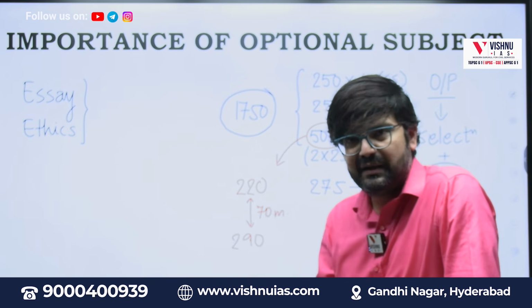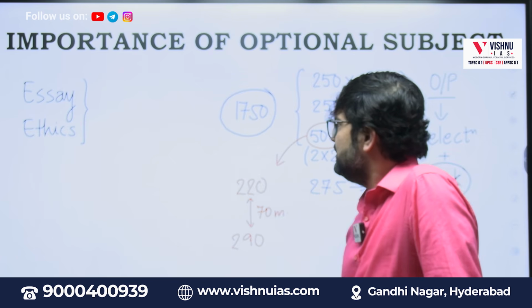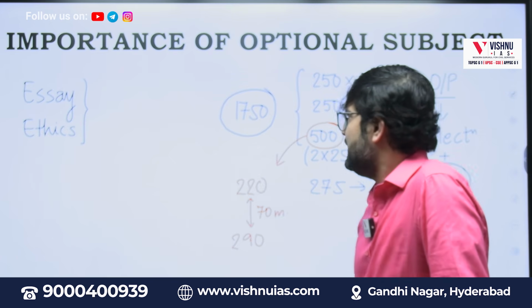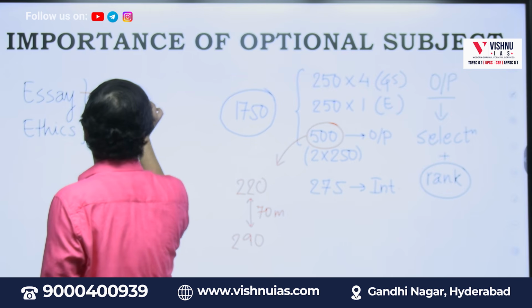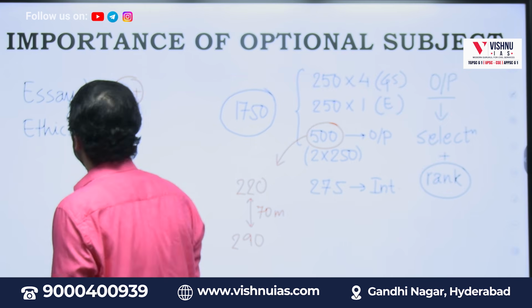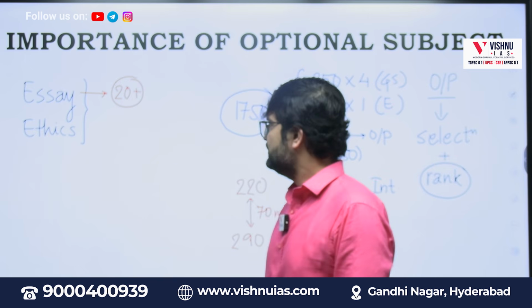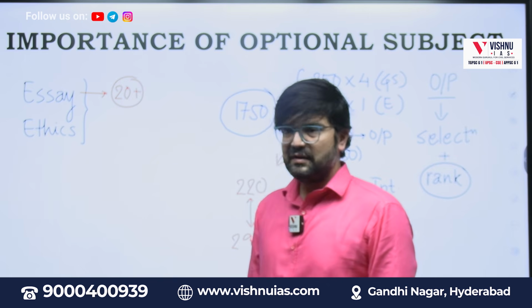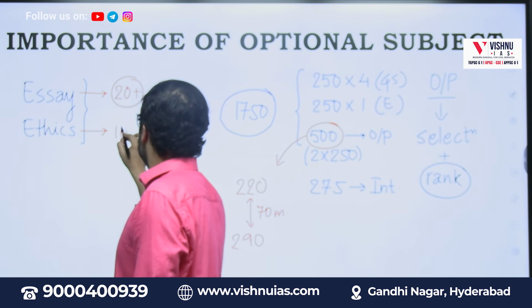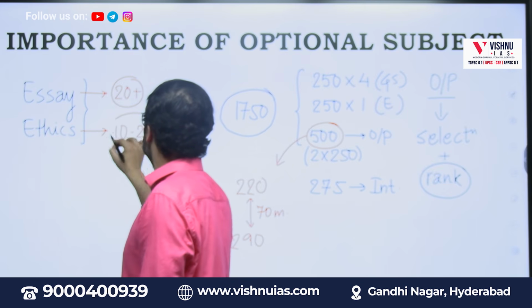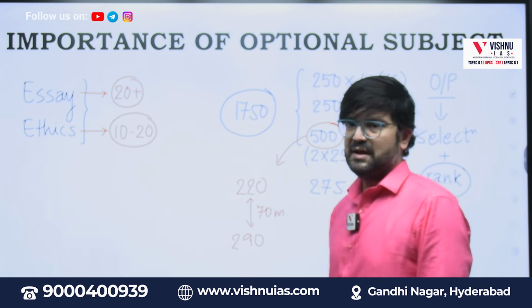Somebody's GS1 is great, somebody's GS2 is great, somebody's GS3 is great. Yes, essay could be a factor where you can have roughly 20 marks of difference. This is possible in essay. And same goes for ethics. Ethics can also, sometimes if you're good, especially in the case studies aspect, give you 10 to 20 marks of gap. But still it is very difficult to compensate for the optional gap.